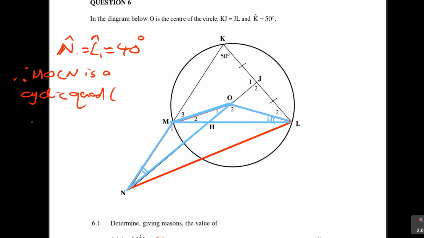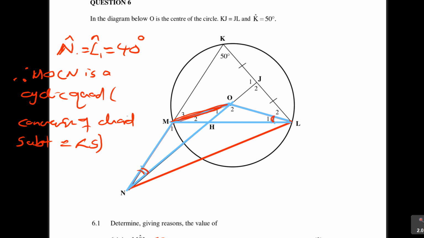What's the reason? You're going to say converse of chord subtends equal angles. See, this chord here is subtending that angle and that angle.